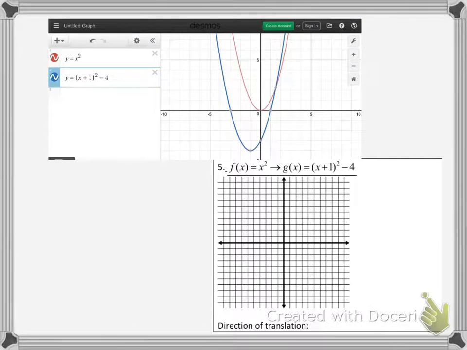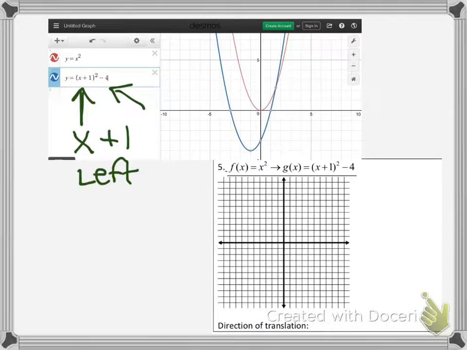Okay, well, we can combine them. We can move both horizontally and vertically. So, this is x plus 1, so we know that should be left. And this is a minus 4 at the end, so that should be 4 down. Now, if you look at the graph, you'll see that's exactly what happens. This vertex point at 0, 0 goes down to -1, -4.